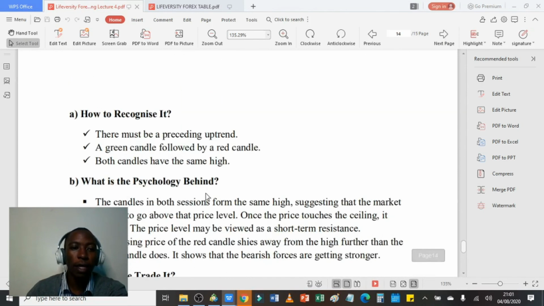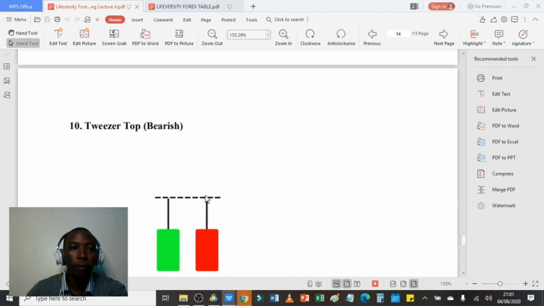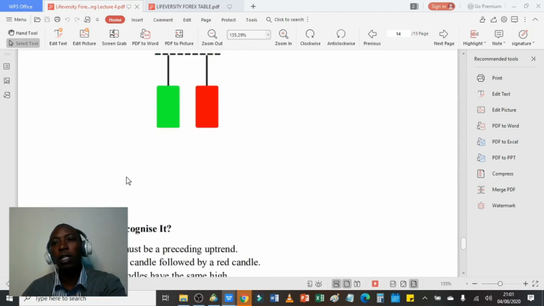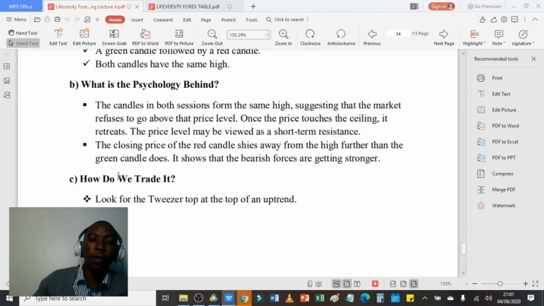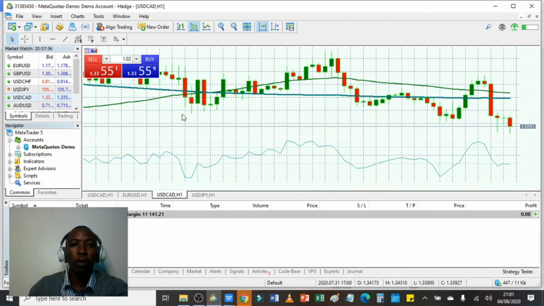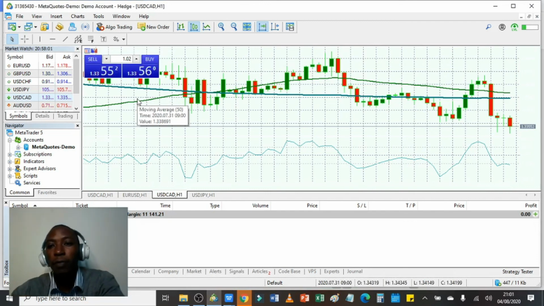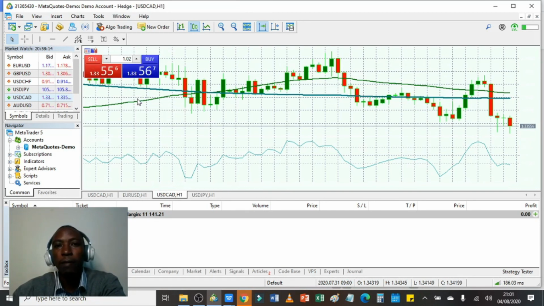And those are basically the 10 most important Japanese candlestick trading patterns you need to look out for in the market. As I've been showing you on my charts, you can visualize them, and you can see them at the top of an uptrend if it is a bearish candlestick pattern, or at the bottom of a downtrend if it is a bullish candlestick pattern.